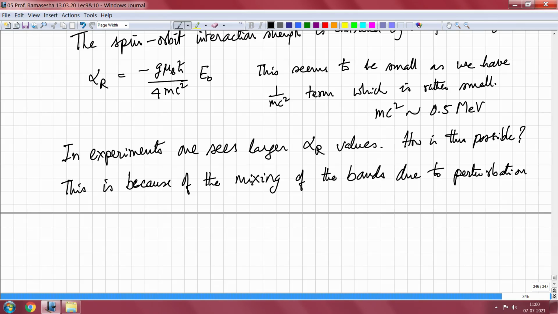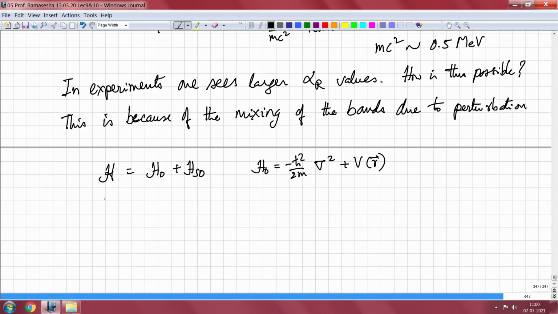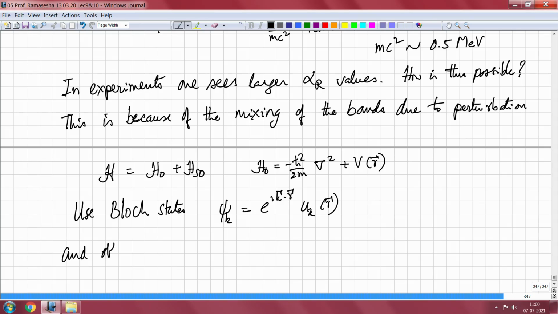So what one has to do is, one has to take the full Hamiltonian, which is H equal to H naught plus H spin orbit, where H naught is equal to minus h cross squared by 2m del squared plus V of r, and then write a pseudo Schrodinger equation for u_k of r, that is, use Bloch states psi of k equal to e to the i k dot r u_k of r, and obtain the pseudo Schrodinger equation.